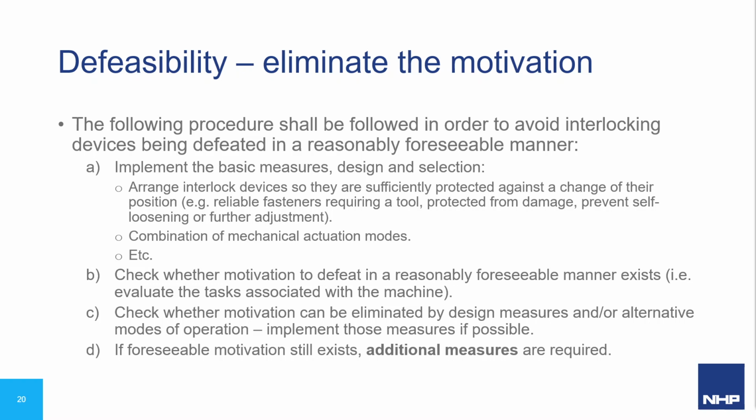B. Check whether the motivation to defeat the machine, as far as what is reasonably foreseeable, is present. Look at the tasks and people involved in the process. Do a risk analysis. C. If there is a task which can carry with it a motivation to defeat, do what you can to the process to try and eliminate it. Implement design changes or alternative modes of operation. D. And finally, if you can still see there is reasonable foreseeable motivation to defeat the system, there are additional measures which are required.